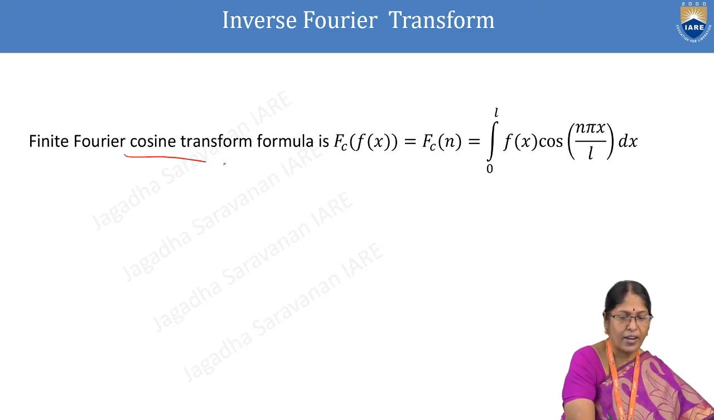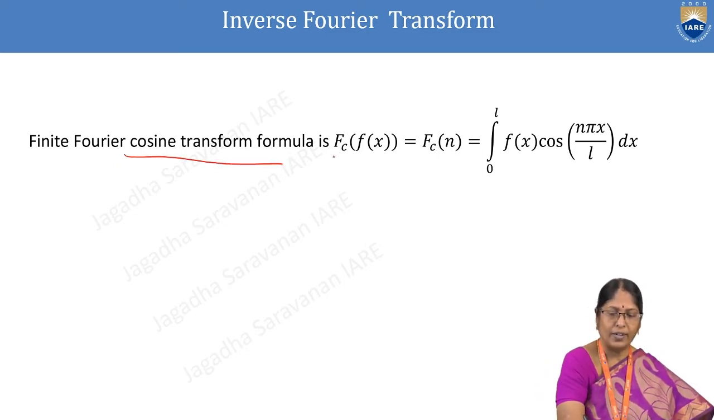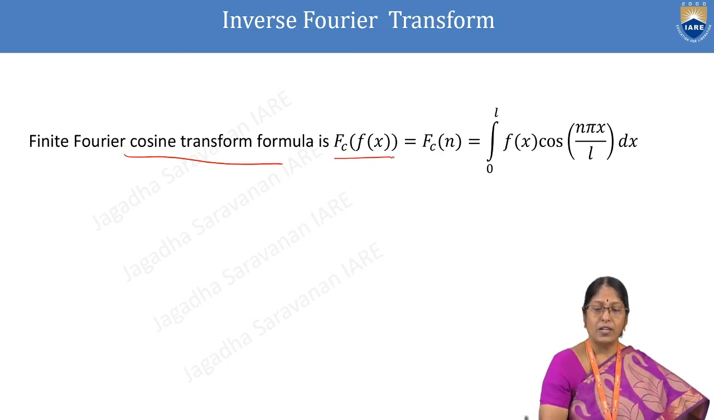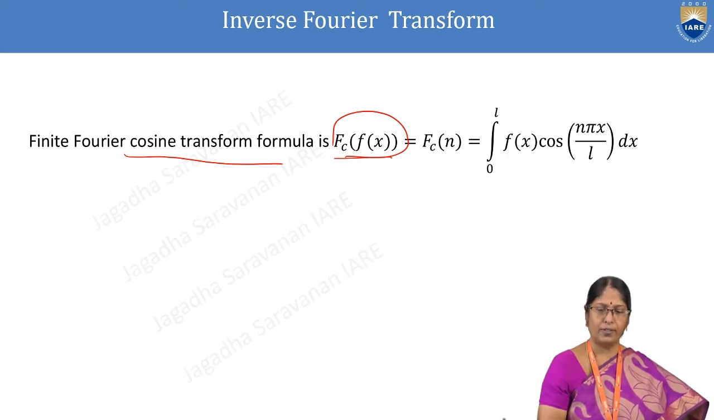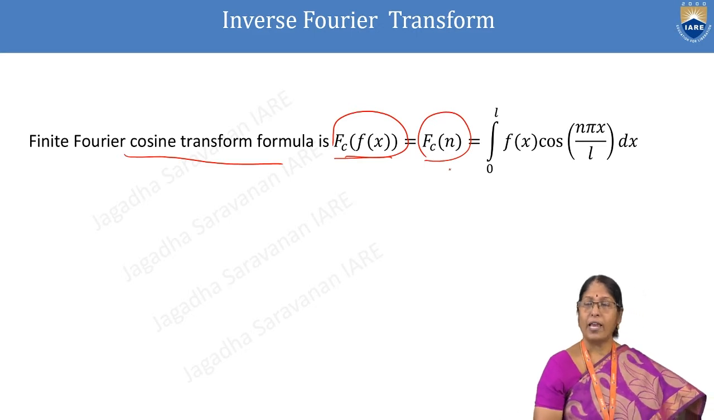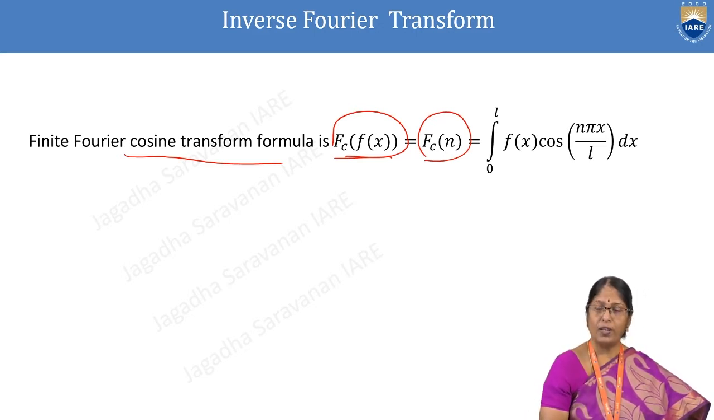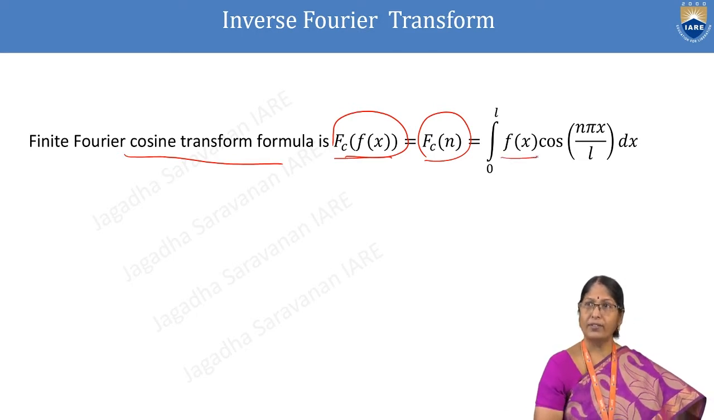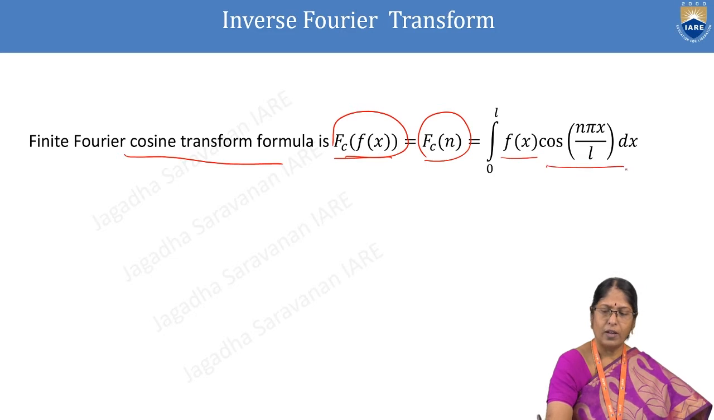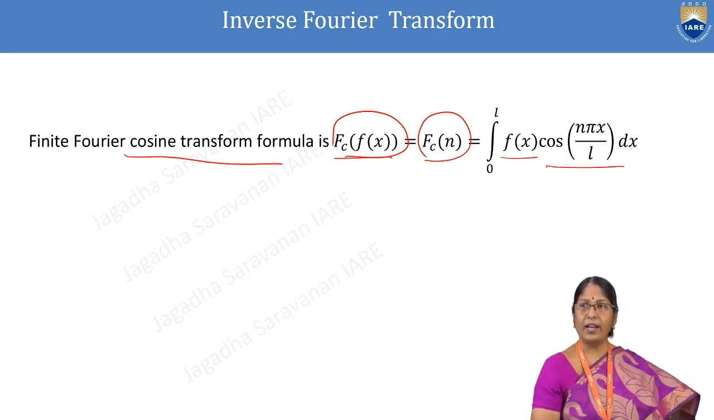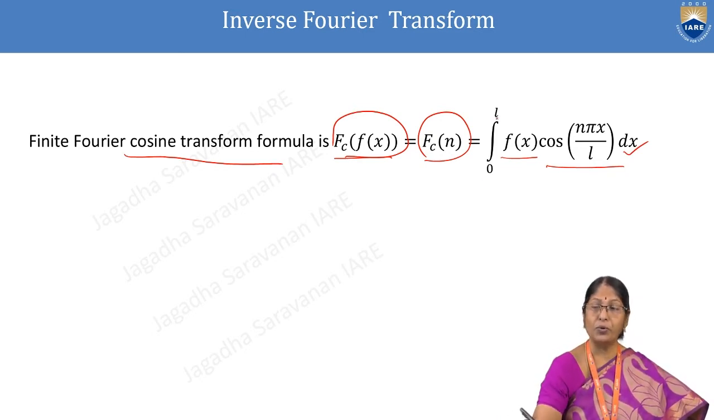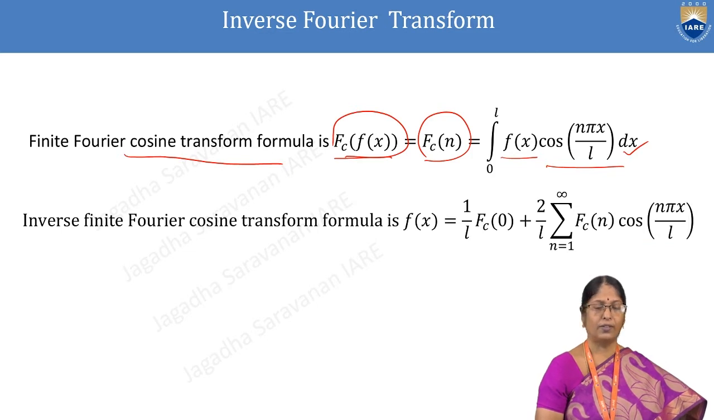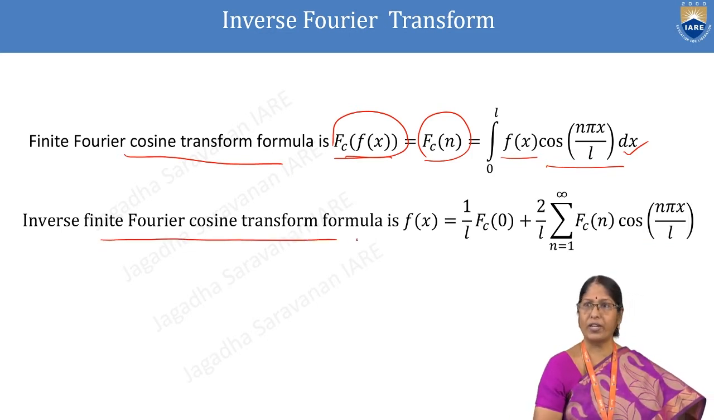Now, the finite Fourier cosine transform, that is, capital F c of f of x, the Fourier cosine transform of the function f of x, capital F c of n, is equal to the integral of f of x multiplied by cos of n pi x by L dx from 0 to L. That is, we are going to do the integration with respect to x from 0 to L. Inverse. So, inverse finite Fourier cosine transform.